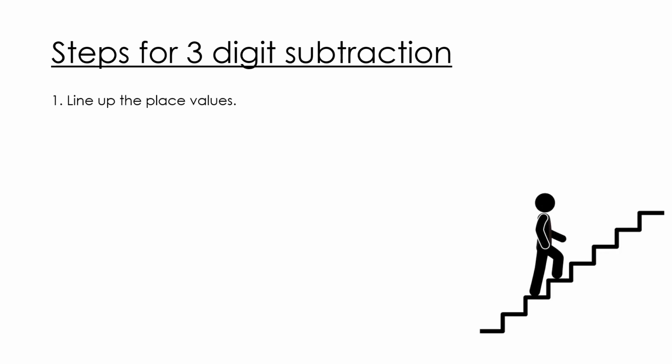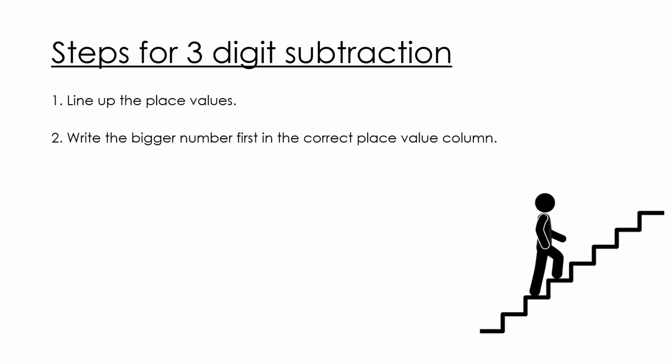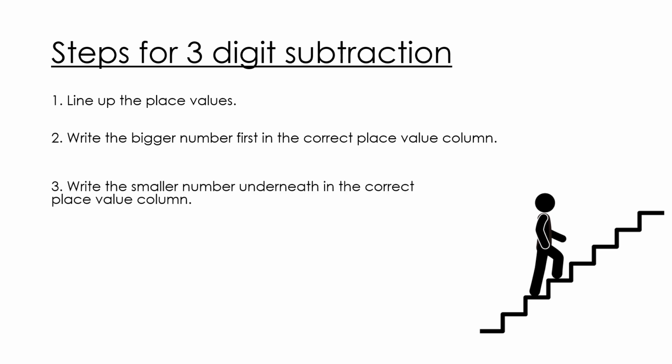The steps for three-digit subtraction are very similar to the steps for three-digit addition. Step number 1, line up the place values. Step 2, write the bigger number first in the correct place value column. Step number 3, write the smaller number underneath in the correct place value column. So far, everything is exactly the same.